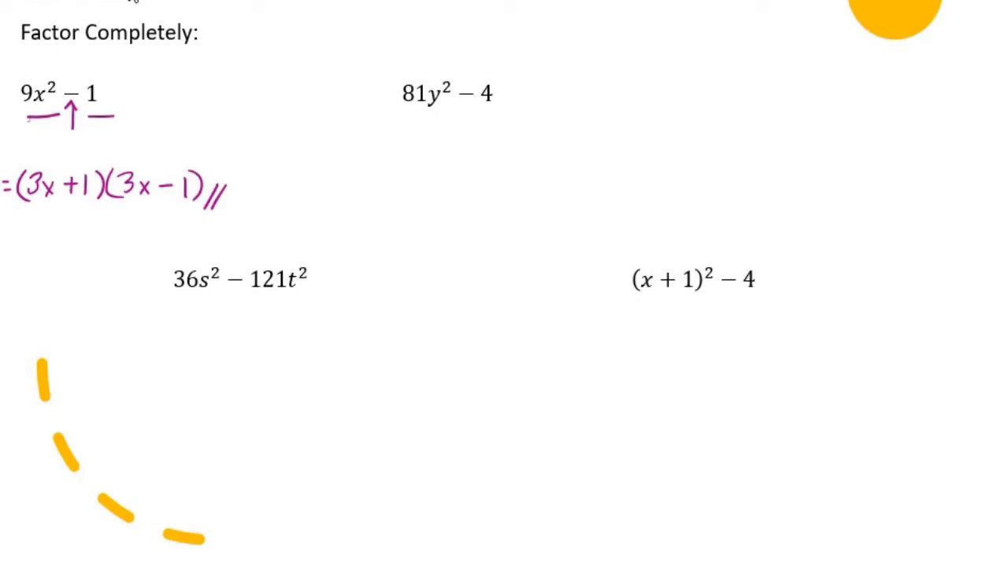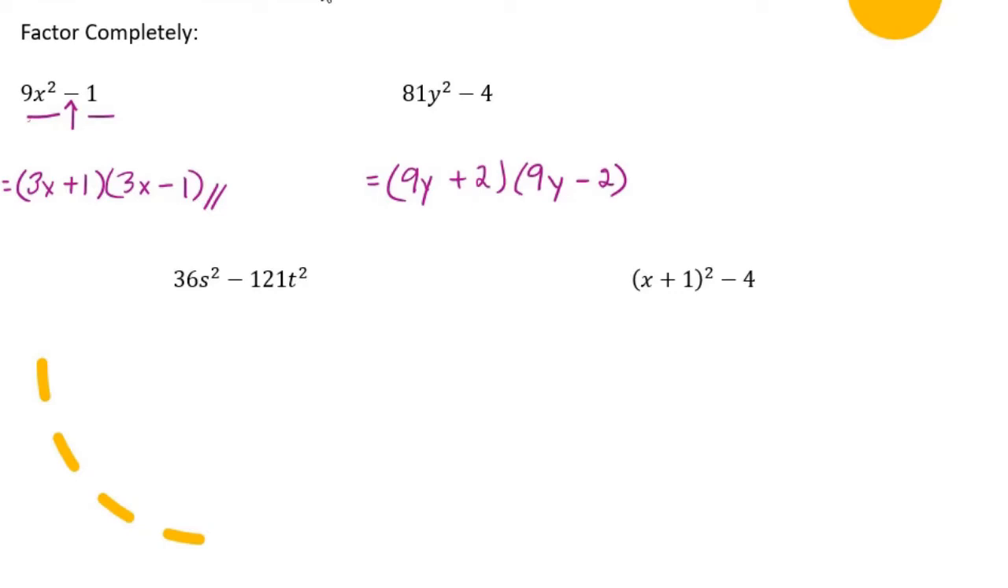Let's look at this next one. 81y squared minus 4. 81y squared, perfect square. 4, perfect square. Minus sign between them. We have a difference of squares. I know what the answer will look like, so I'll go ahead and draw my brackets out. I'll feed in 9y, the square root of 81y squared, in the first spot, 2 in the second spot, the square root of 4. One gets a plus, and one gets a minus. Of course, you can write this out left to right if you're comfortable with it, but it's sometimes nice to start with a bit of a pattern and fill it in.